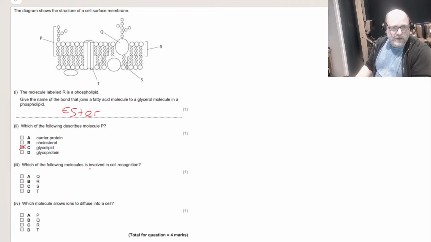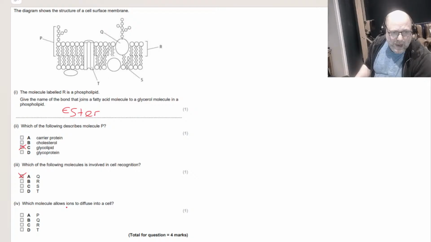Which of the following molecules, it doesn't say whether it's plant or animal, is involved in cell recognition? Is it Q? So for recognizing the cell, is it Q? Is it R? Is it S? That looks like cholesterol. Or T, which is the facilitated diffusion channel? It's going to be Q, which is A. So the answer is A for this one. So give yourself a pat if you got that right. Glycoproteins are used in cell recognition, like as antigens. And then, yeah, that's right, Q.